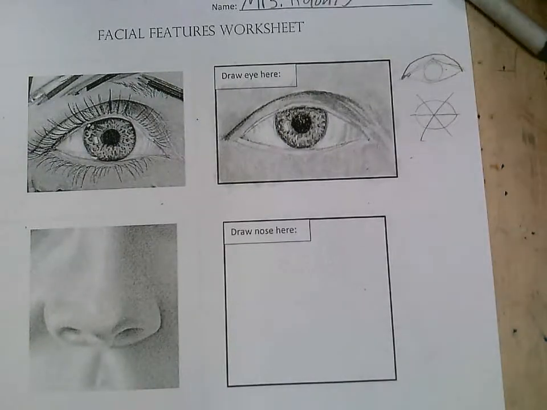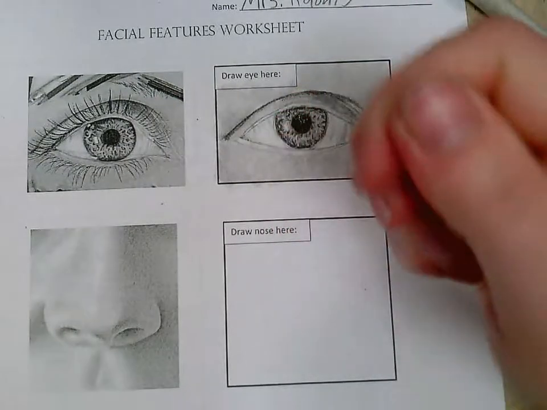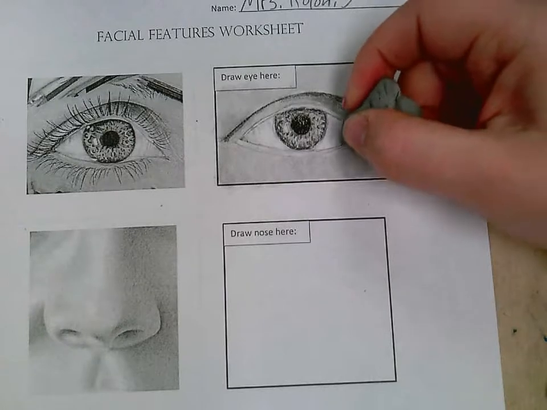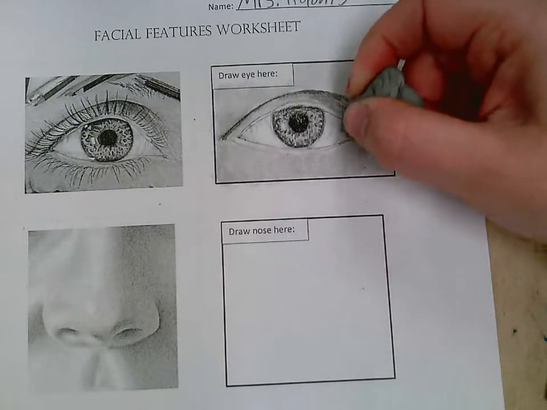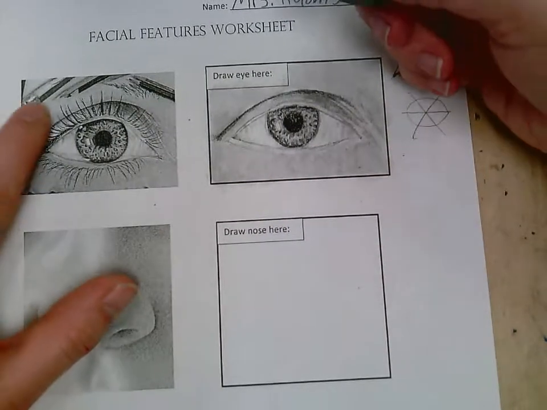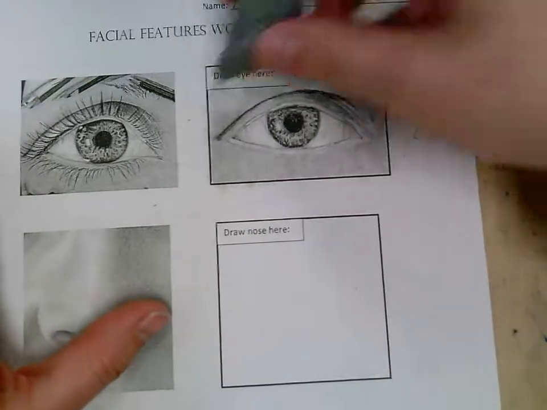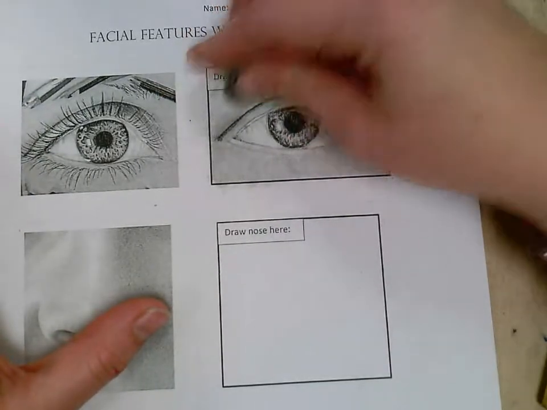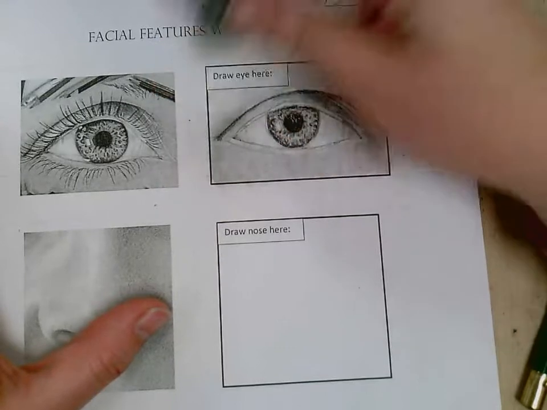And if you've made anything too dark, you can always take your kneaded eraser and just blot out the area that you made too dark. Also, if there's some highlighted areas in the skin that you accidentally made too dark, you can push your eraser on there to make it lighter too.